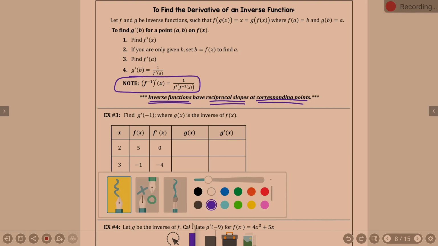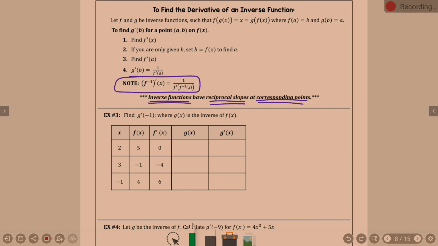So they ask us to find g prime of negative 1, where g of x is the inverse of f of x. That's typical calc, that instead of them using f inverse x notation within something, they just have you use g of x. So when they're asking for g of x here, they're really asking for f inverse of x. When they ask for g prime of x here, they're really asking for the derivative of f inverse of x. Okay, so just be familiar with that.